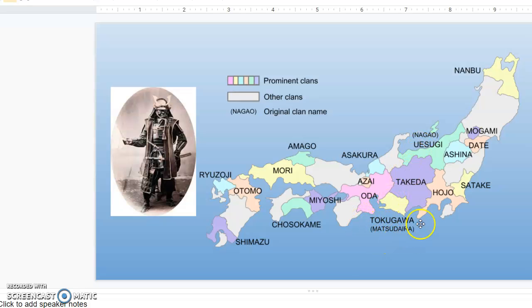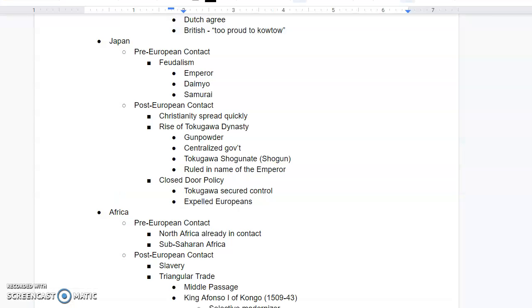Take note here of one of the families, the Tokugawa, because they will play a bigger role post contact. And so, again, pre contact, Japan was a relatively technologically backward country. It was not a dominant country in trade. Japan is not rich in natural resources.